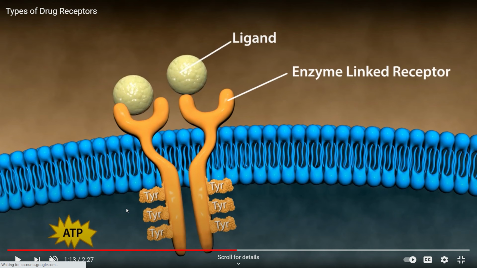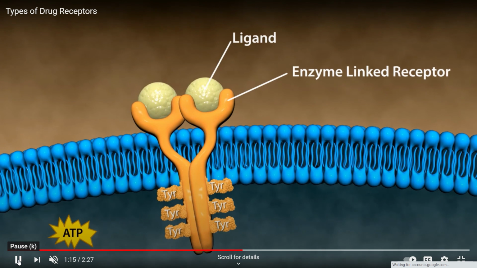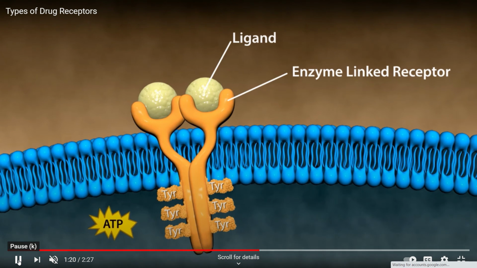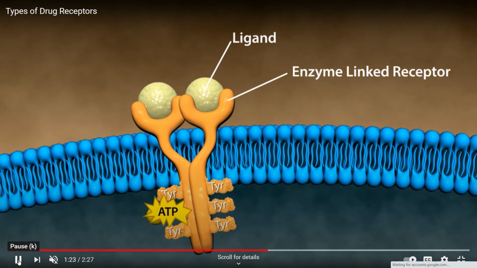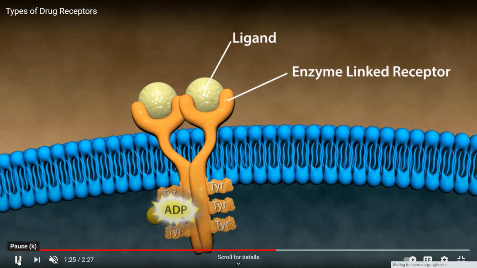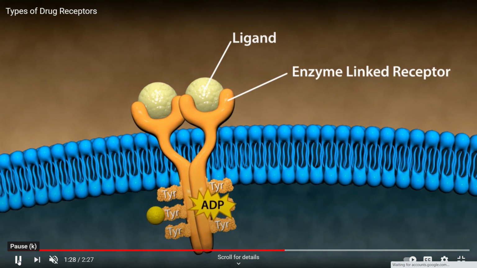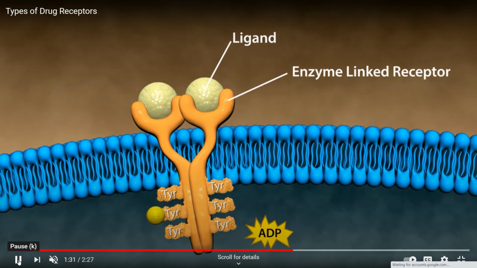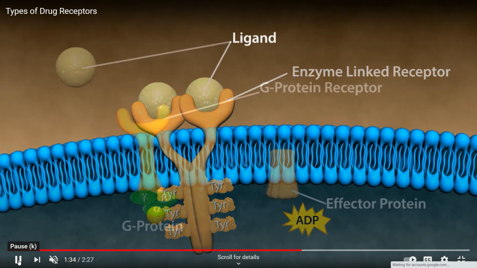Once the tyrosine is activated, it causes ATP to become ADP, which causes phosphorylation of the receptors. Once the tyrosine picks up a phosphate group, different inactive intracellular proteins come up and attach to the phosphorylated tyrosine. The conversion of ATP to ADP leads to a cascade of activation, which then produces a cellular response. This is what happens in the enzyme linked receptor.